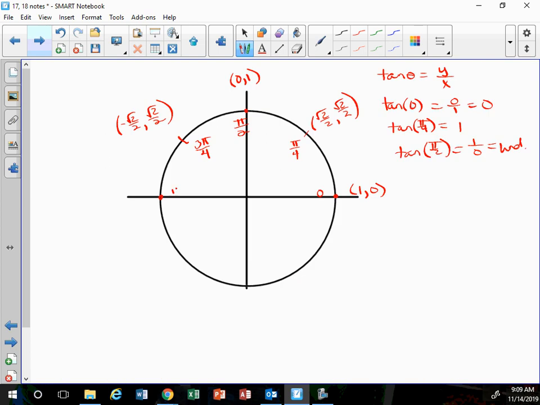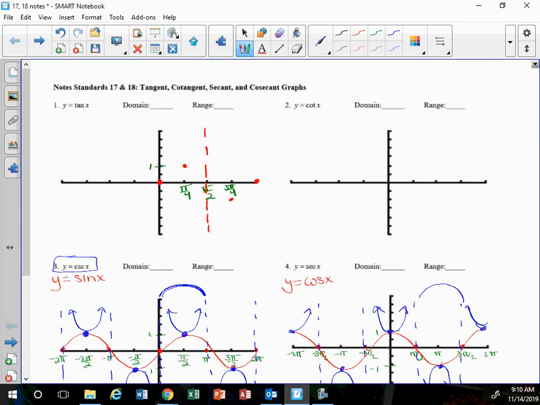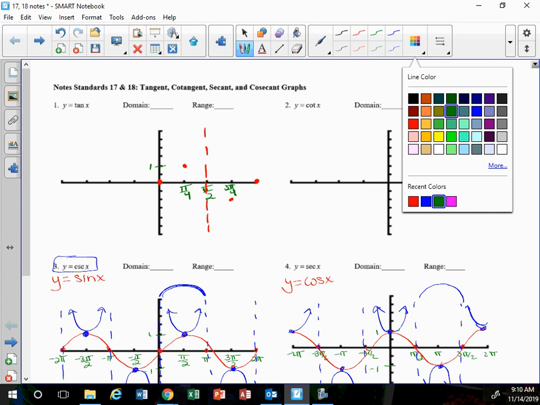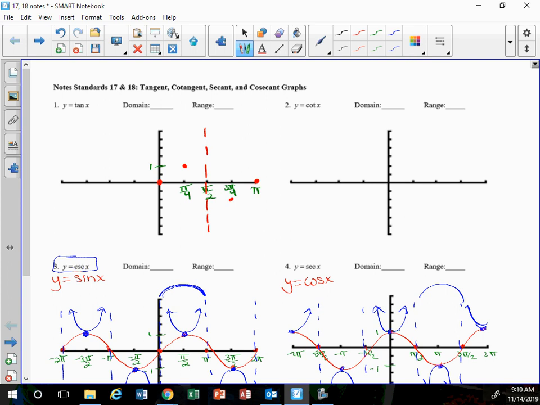Okay, now I can get all the way to pi. Negative 1, 0 is the point. What is the tangent of pi? 0. Okay. Back there, this is pi. Okay, not real pretty yet, but we're getting there. I'm going to label the left side. Negative pi over 4, negative pi over 2, negative 3 pi over 4, and negative pi.